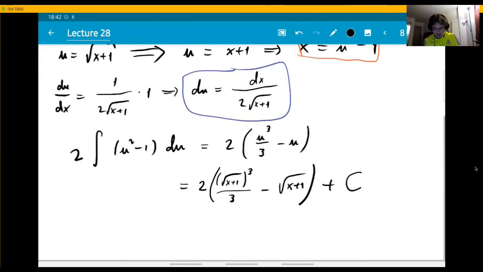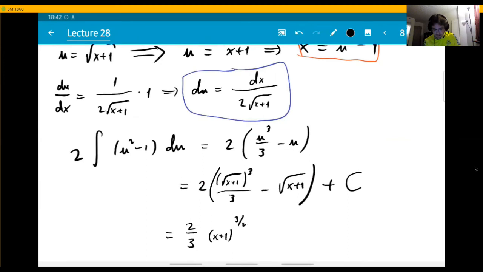You can also write this slightly differently, like 2/3 (x plus 1) to the 3/2, because it's raising to a cube and then also taking a square root, that is raising to 3/2. And here, minus 2(x plus 1) to the 1/2. If you plug this into a computer program, they will probably give you this answer in this format. I just want you to be able to recognize it's the same thing.